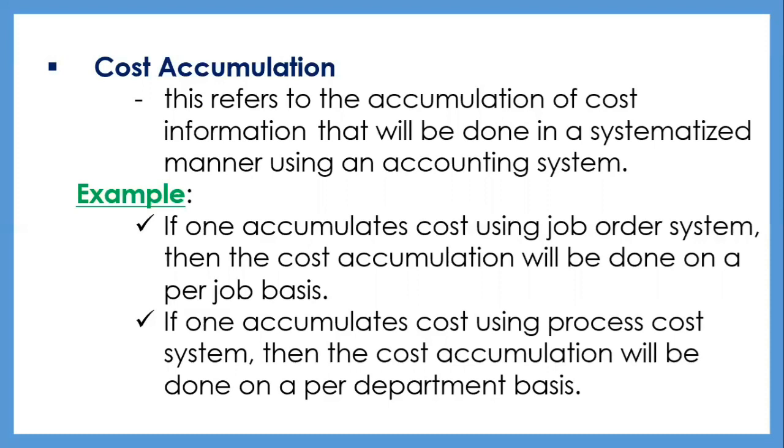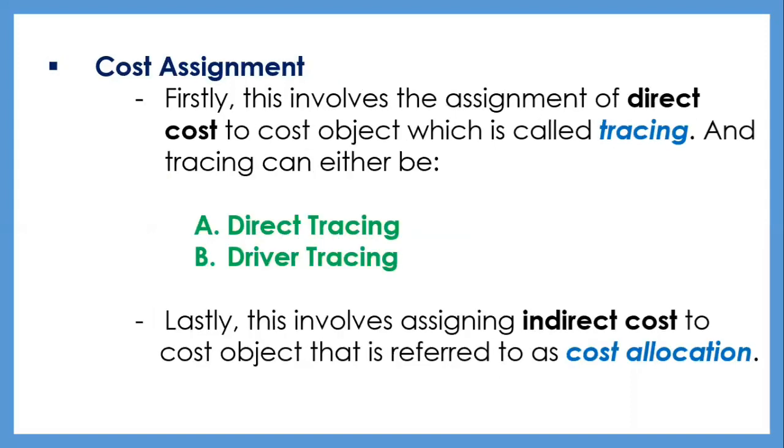Another basic terminology in management accounting, we have cost accumulation. And cost accumulation refers to the accumulation of cost information that will be done in a systematized manner using an accounting system. For example, if one accumulates cost using job order system, then the cost accumulation will be done on a per job basis, okay? Another example would be if one accumulates cost using process cost system, then the cost accumulation will be done on a per department basis.